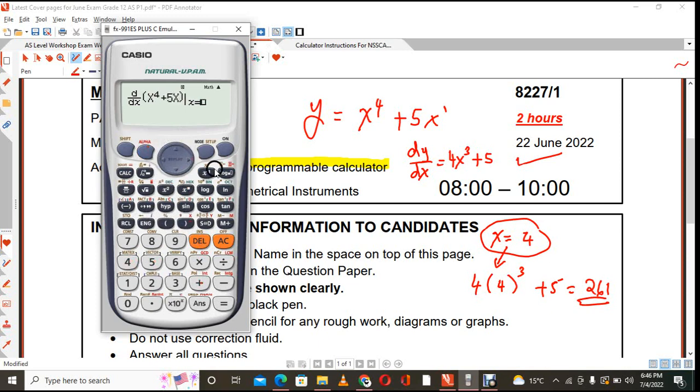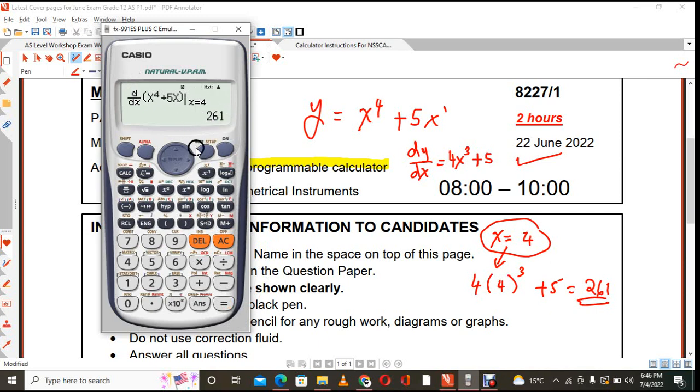Then you say plus 5 alpha x. Now it's going to ask you, at x equals to what? And I've already determined x equals to 4. So I'm looking for that 261. You hit enter, you see you get 261. Now the calculator has basically, you just input the function and then it differentiated for you, and then you got the value at a specific point.